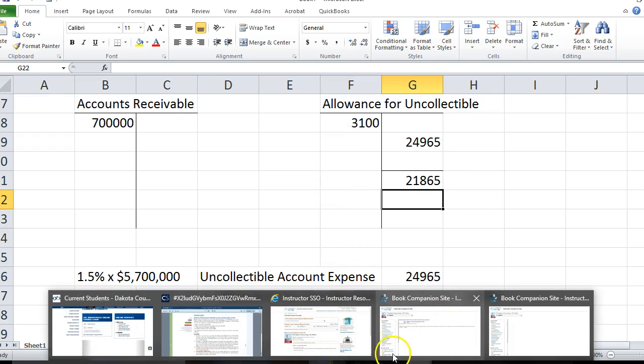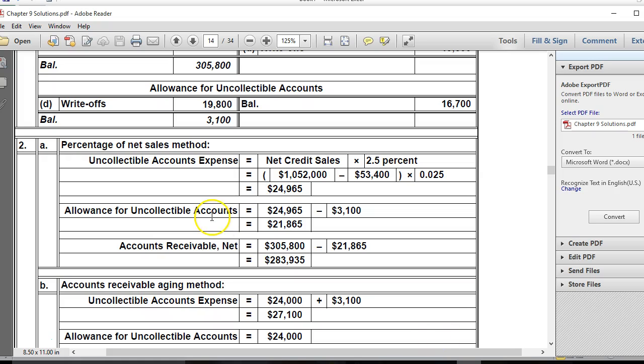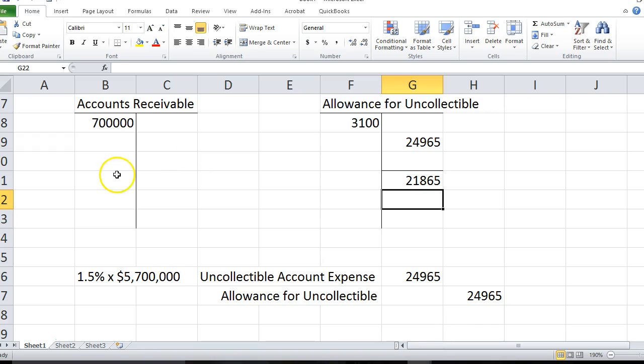Now it asks us how to calculate what our accounts receivable is going to look like on the balance sheet. We know we have an accounts receivable balance of $3,058. Then with our new balance of the allowance for uncollectibles of $21,865, won't our new balance in accounts receivable be $283,935? The way we're getting that is our accounts receivable right now is $3,058.